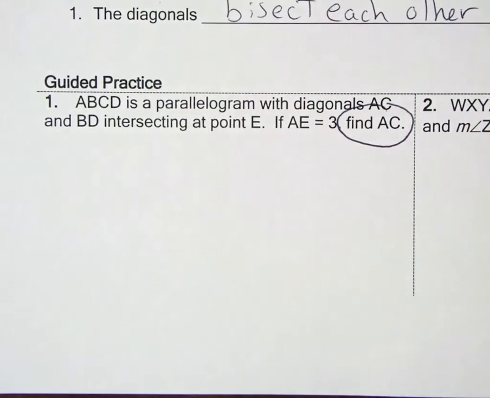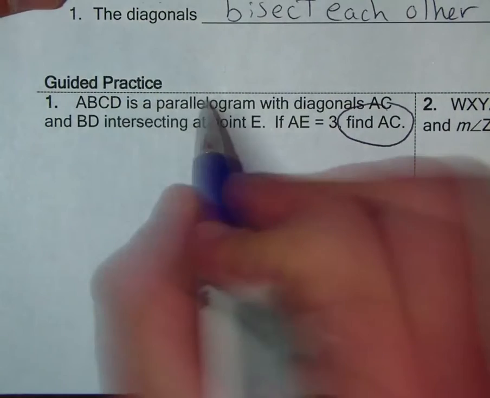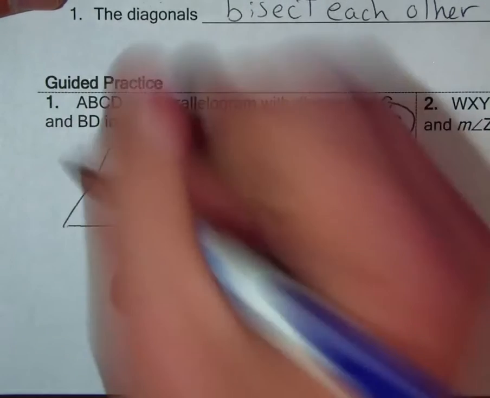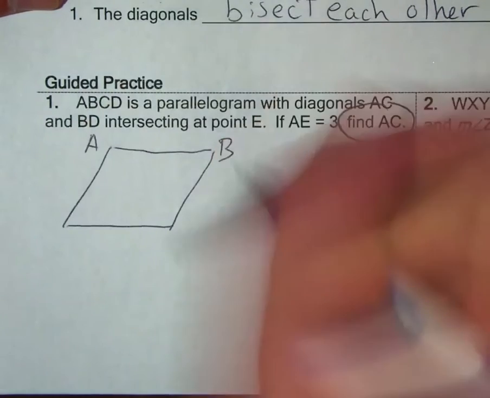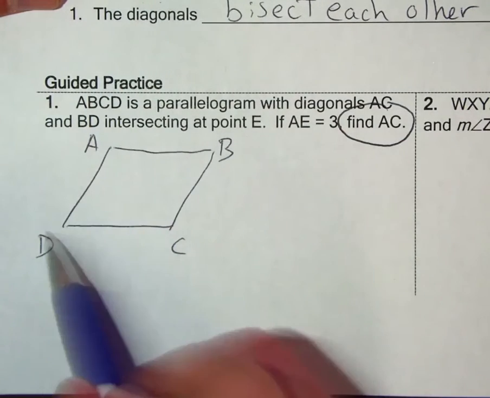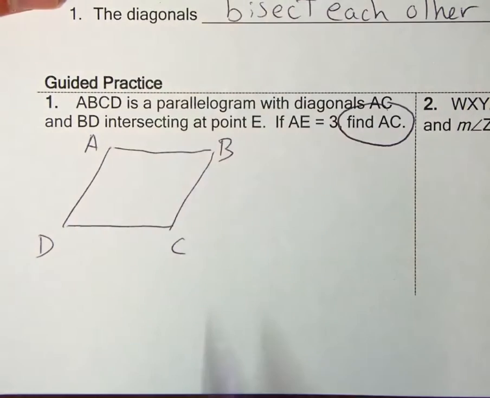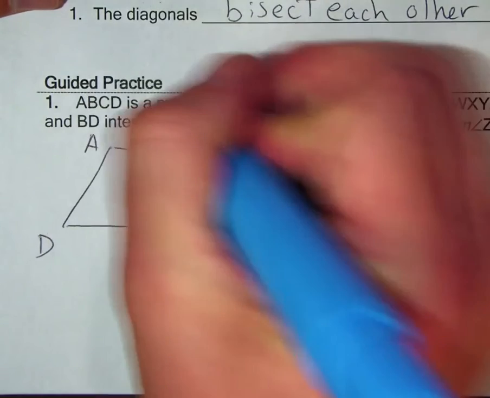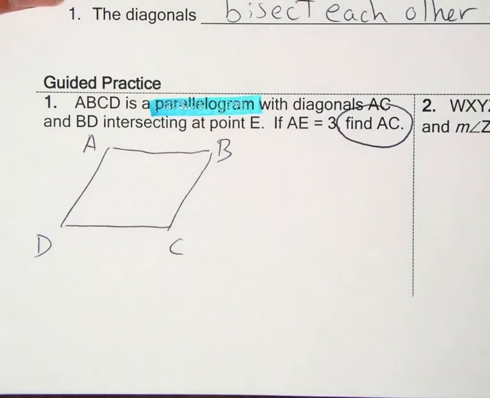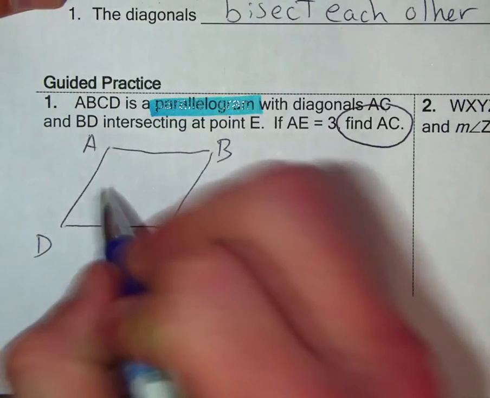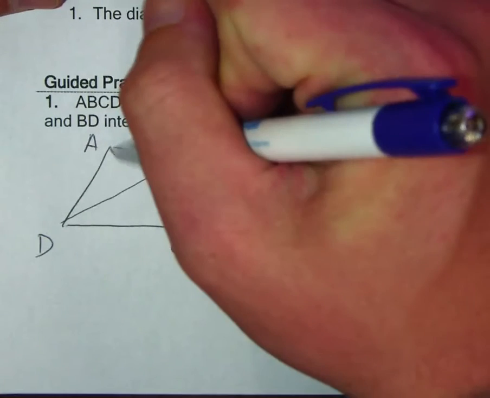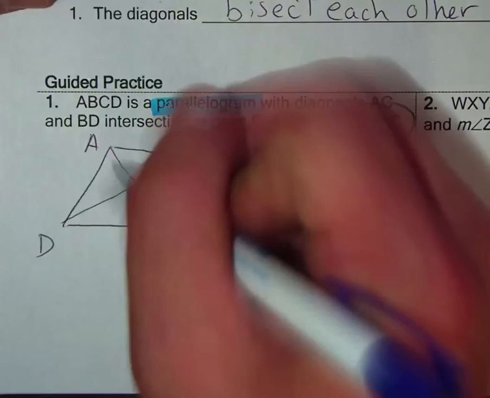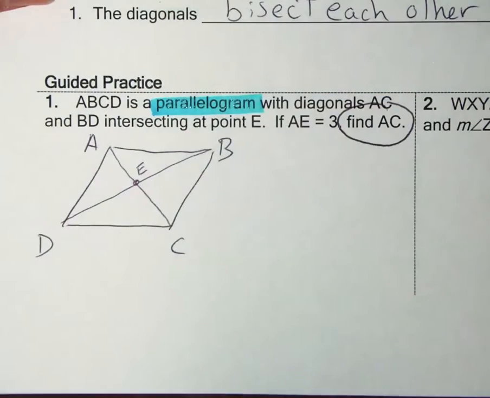Now, I don't see a picture, so I better go ahead and sketch one. I need a parallelogram, so I'll just sketch a little parallelogram right here to start. Let me just start putting down A, which means this would have to be B, C, and D, or I could have gone the other way. Now, I need some diagonals, and how did I know to make a parallelogram? Well, look at the key word. Okay, and then I'm going to go ahead and sketch in my diagonals. There they are, and they intersect here at point E.